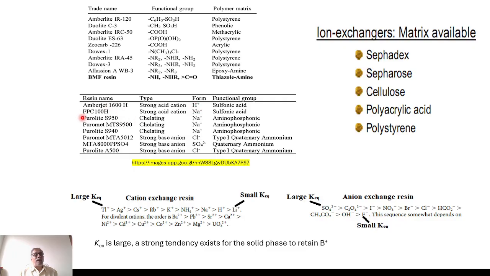Whereas there is another resin, PPC 100H. It is also a strong cation exchanger. Here the functional group is again the same, whereas the diffusible or exchangeable ion will be Na+.